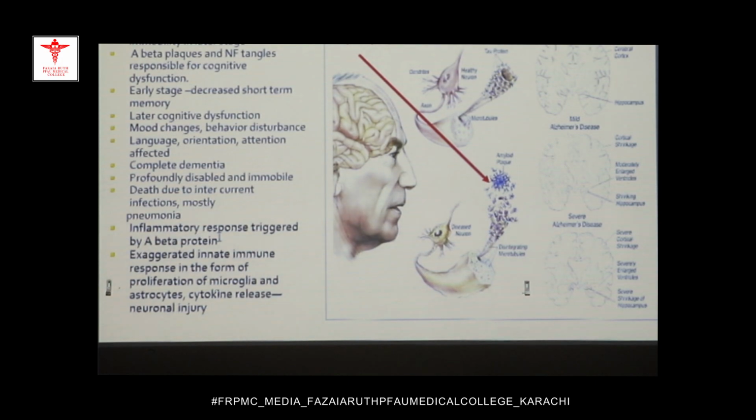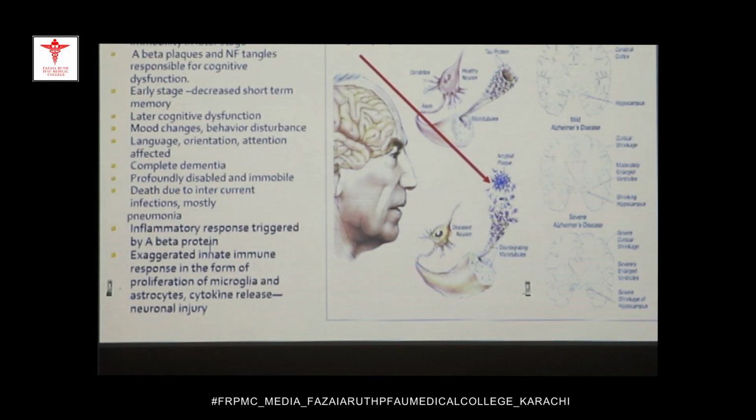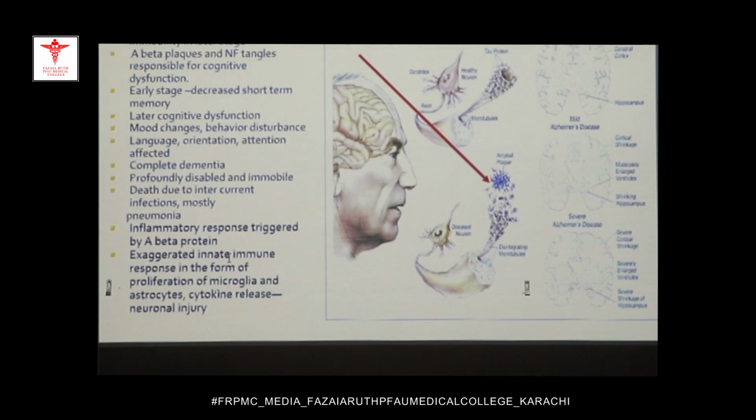Now, as far as the inflammatory response is concerned, this is triggered by A-beta proteins. The inflammation is triggered to clear these A-beta proteins, and it occurs because of the proliferation of microglia and astrocytes. But during this proliferation, there is liberation of certain cytokines which also cause neuronal injury. So there is a secondary damage to the neurons as well.